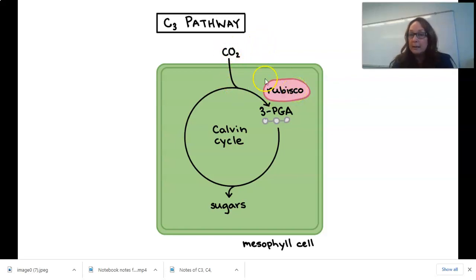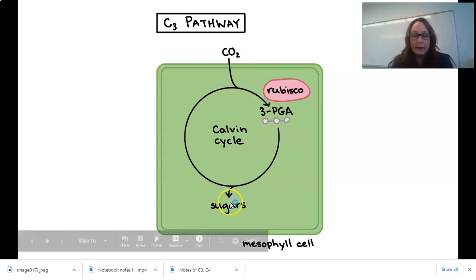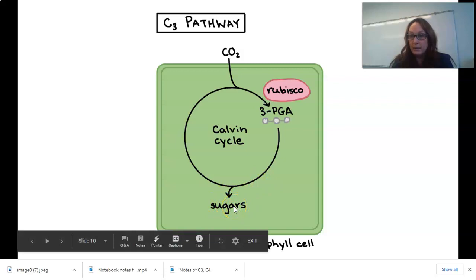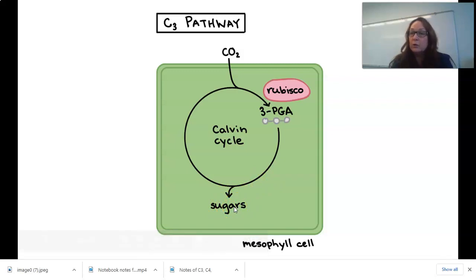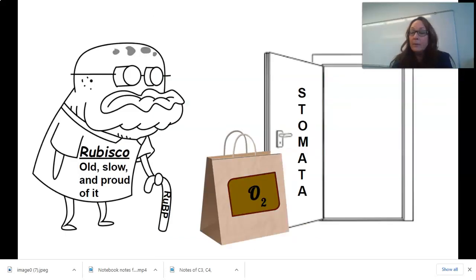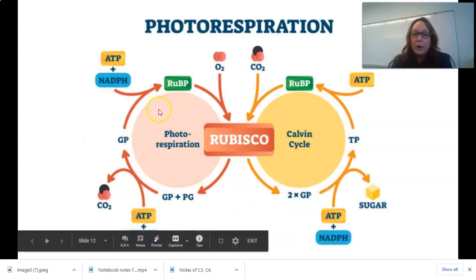Rubisco uses it. It will fix it in the carbon fixation stage and attach it to RuBP, and then you'll end up with a sugar when you're done, where you've used the energy in the bonds of ATP and NADPH and saved it in the bonds of the sugar. So this is the C3 pathway. Unfortunately, because in the C3 pathway Rubisco is also exposed to oxygen, you can have photorespiration.